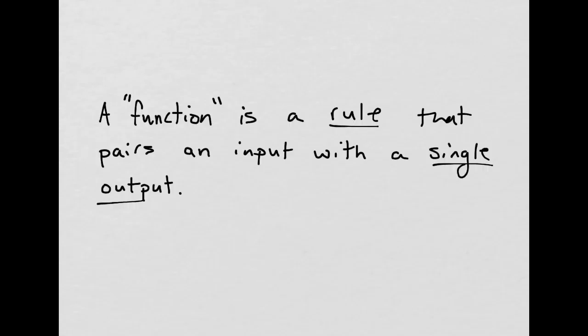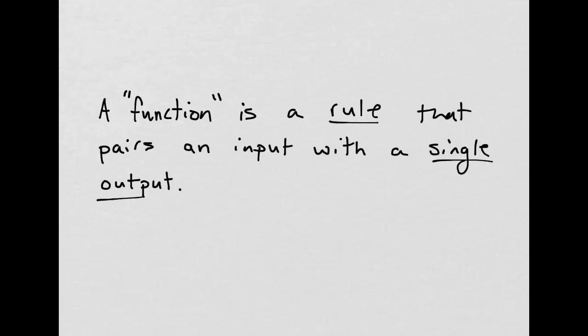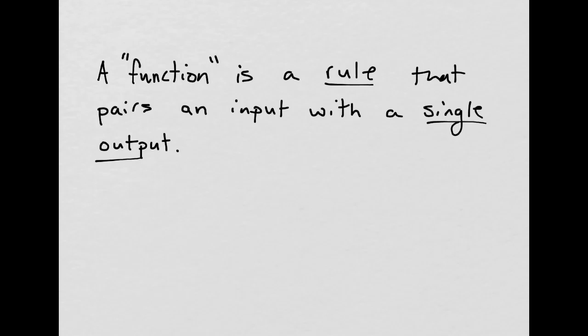So let's talk about functions. What is a function? Remember, a function is just a rule that pairs an input with a single output. That's the basic definition. So it's a rule that pairs an input with a single output. The input is called the domain, and the output is called the range. Those are just the math terms for it.